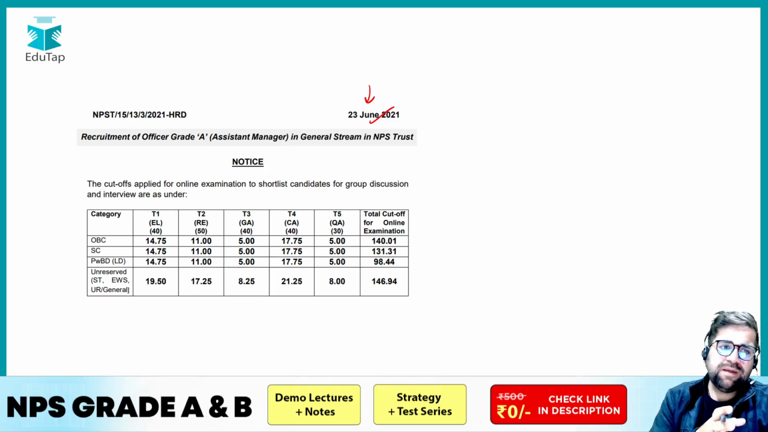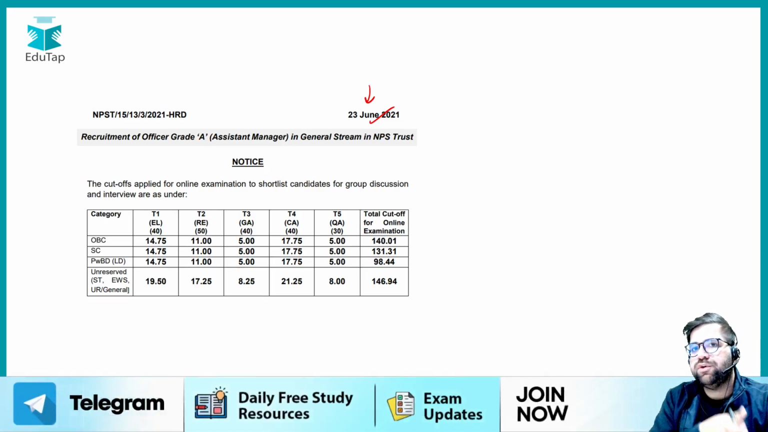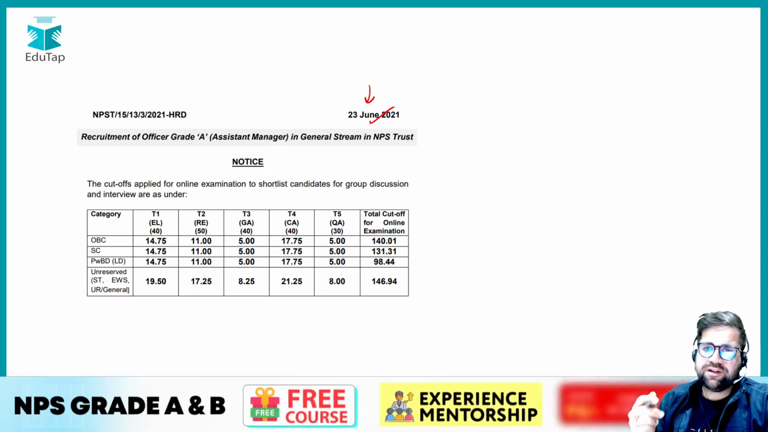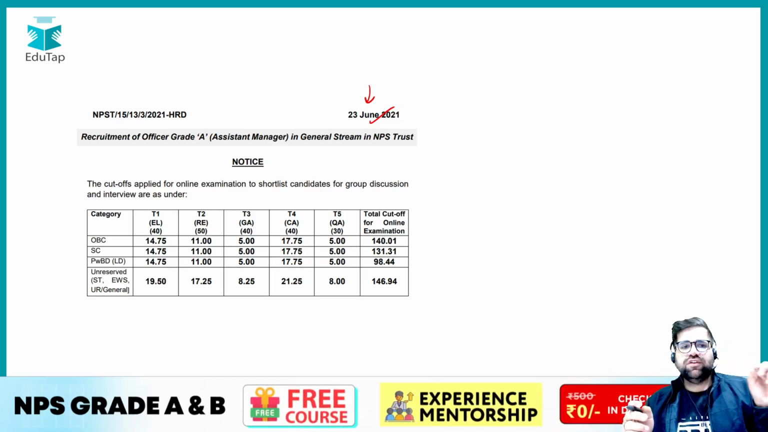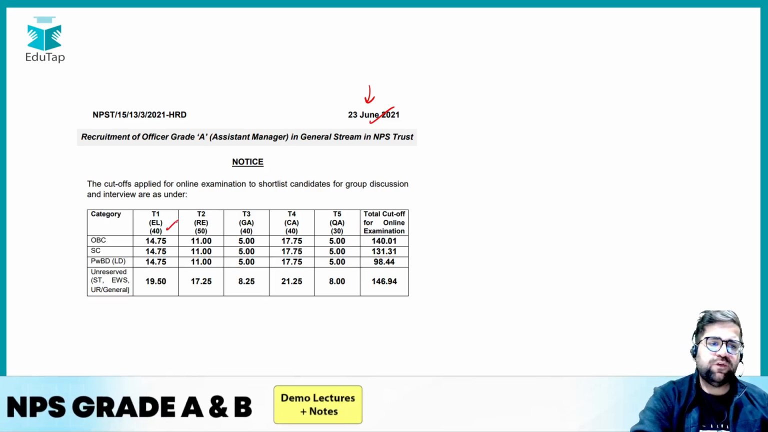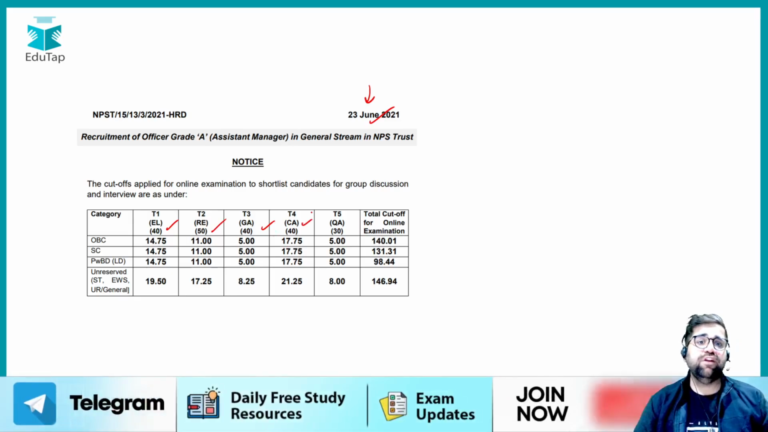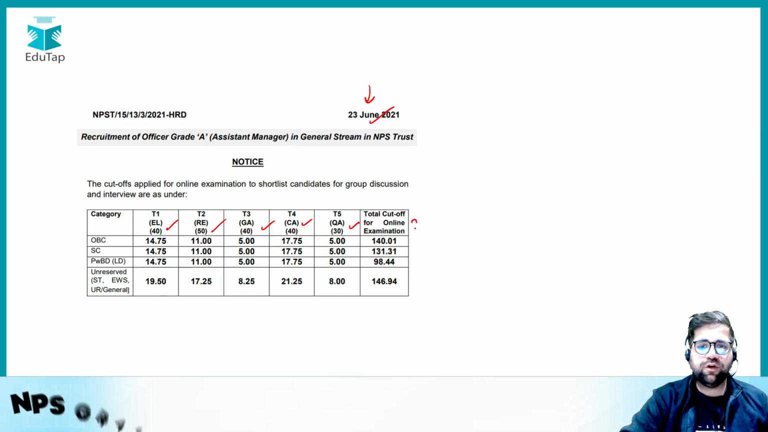And if you see, my friends, the paper pattern of 2021 is not the same in 2024 or rather 2025. In 2021 they were asking English of 40 marks, reasoning of 50 marks, GA of 40 marks. The CA is basically computer awareness, again of 40 marks, and quant of 30 marks. So the total was, if I'm not wrong, 200.